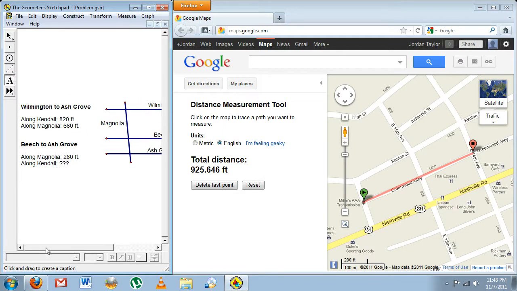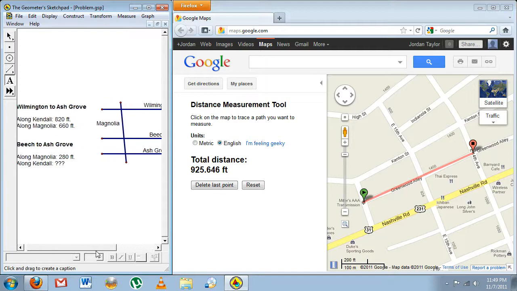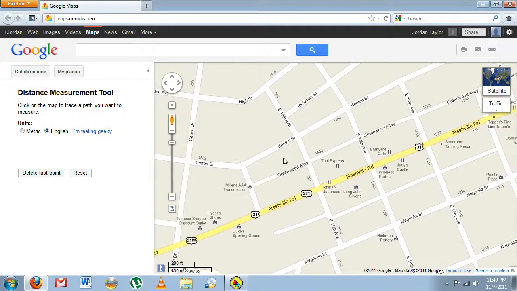Now the last distance that we need to measure is Beach to Ash Grove along Magnolia. In our problem, Greenwood Alley represents Magnolia and Kenton Street represents Kendall. So the trick is to figure out where we want Beach and Ash Grove to be. To do that, I'm going to open this up so we can look at the problem with a little better clarity. Click reset. It doesn't particularly matter which street we define to be which. We know that Greenwood Alley is Magnolia.